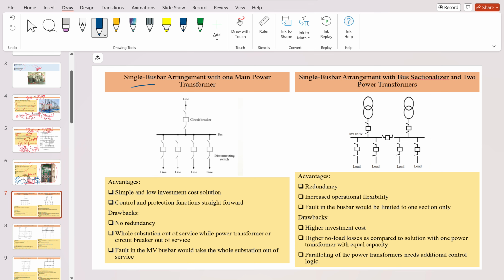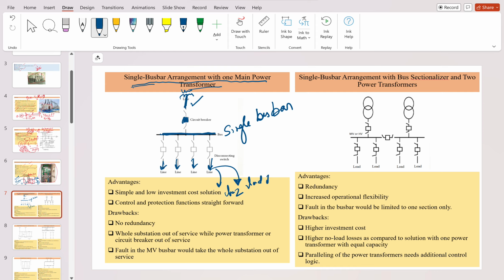Let's see the single bus bar arrangement with one main power transformer. Here one transformer is feeding this line, and there is a circuit breaker in between. This is a bus connecting the different lines, which take power to the different loads, load 1 and load 2, suppose two loads. There is one single main transformer connecting to one single bus bar. This is the three phase connection I have shown.